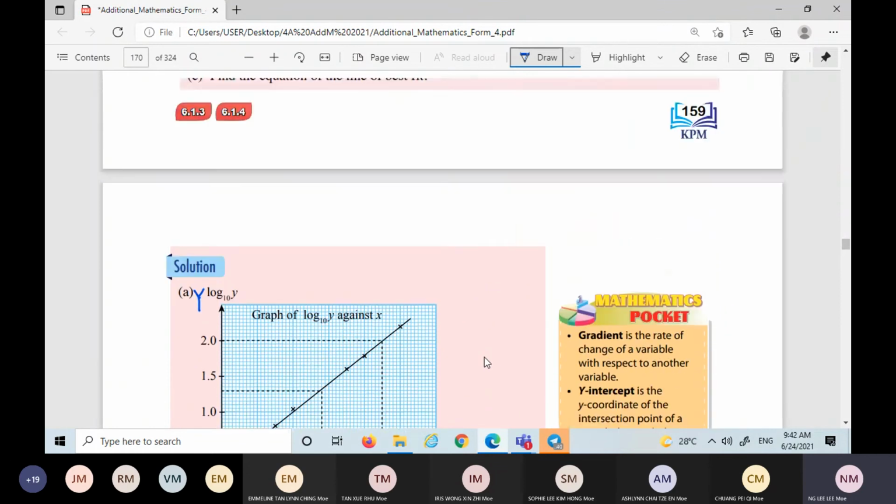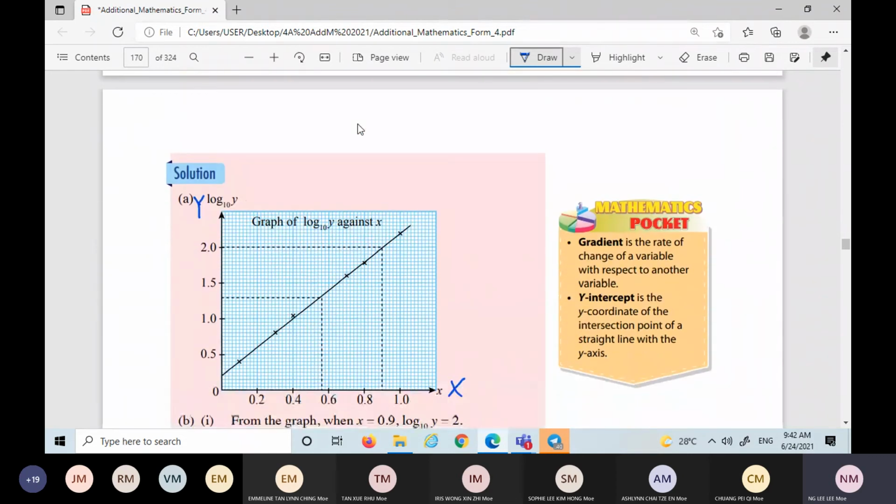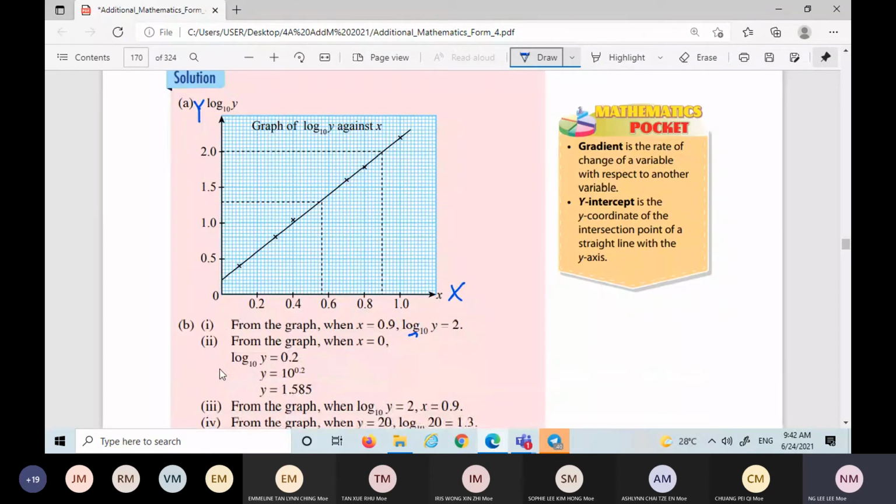Okay, 2. Find the value of Y when x is 0. You see here or not? Before this question, they say what? From the graph. So everything is read from the graph, nothing to do with the equations. So find the value of Y when x is 0. Okay, so when x is 0, they want the value of Y. Here they cross at, I'm not very sure, they say 0.2, I think so.